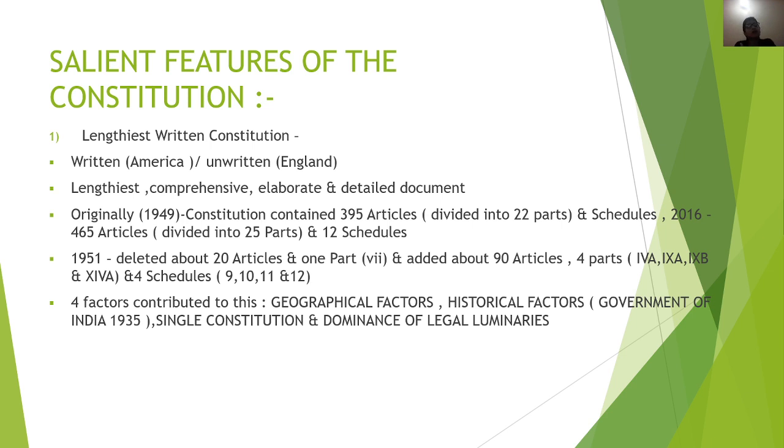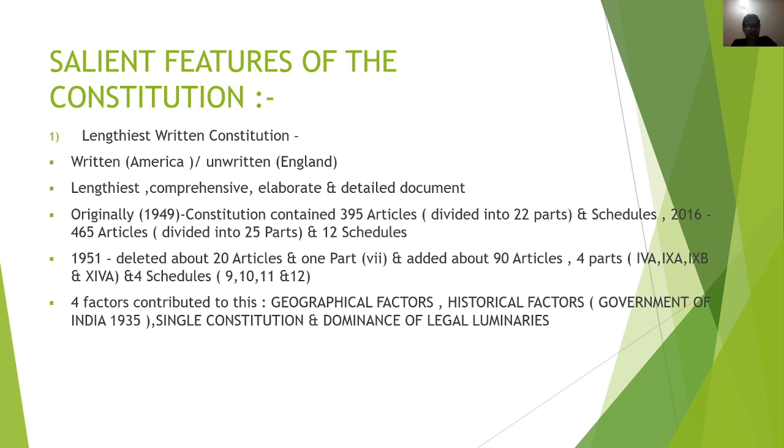Originally, in 1949, we had 395 articles that were divided into 22 parts and 8 schedules. Then in 2003, we had 465 articles that were divided into 25 parts and 12 schedules. We can also see that various amendments were carried out since 1951, and we have deleted about 20 articles and 1 part, Part 7, and we have added 90 more articles, 4 parts, 4A, 9A, 9B, 15A, and 4 schedules, 9, 10, 11, 12.